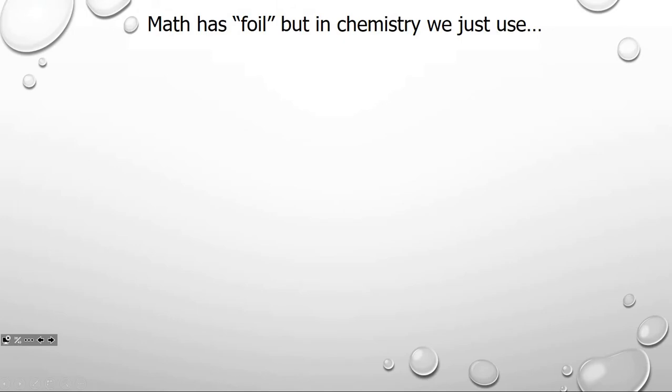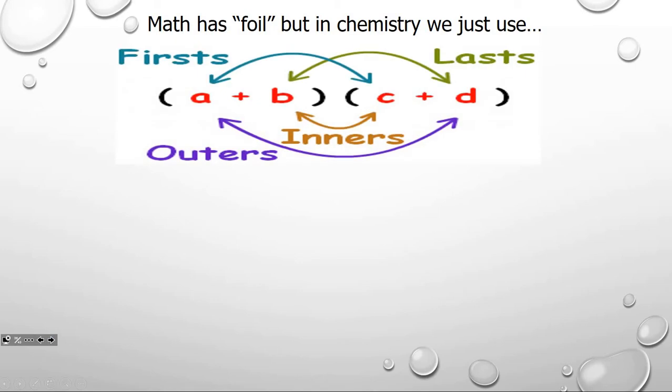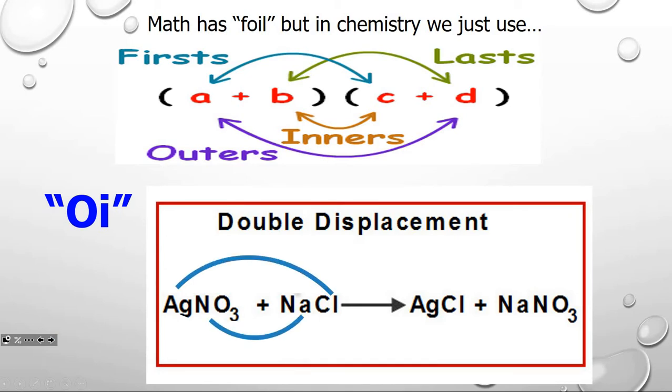Okay, before we get into there, we're going to talk just for a second. How many have had math and you've talked about FOIL in math? A little bit. So, you know, first, outside, inners, last. Well, in chemistry, we use OI. We use outsides and insides, and I showed you that on the first one, but I didn't tell you what I was doing. But that's what we were doing. We're going to use that and help us to be able to figure out what the products should be.